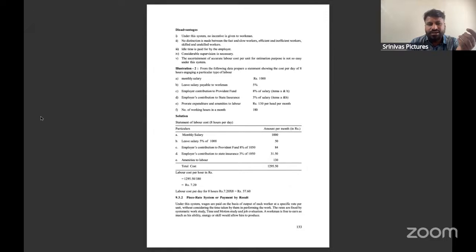For example, I gave one order, that is 4 pieces to manufacture. Per piece I am going to give 100. If he works 4 pieces, per piece is equal to 100. He prepared 4 pieces, so 4 into 100, 400 rupees he is going to get.